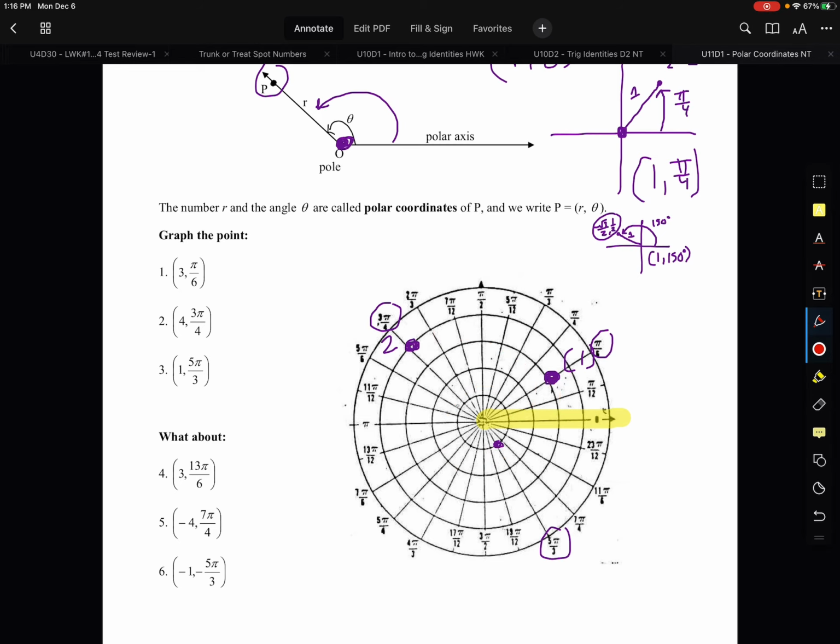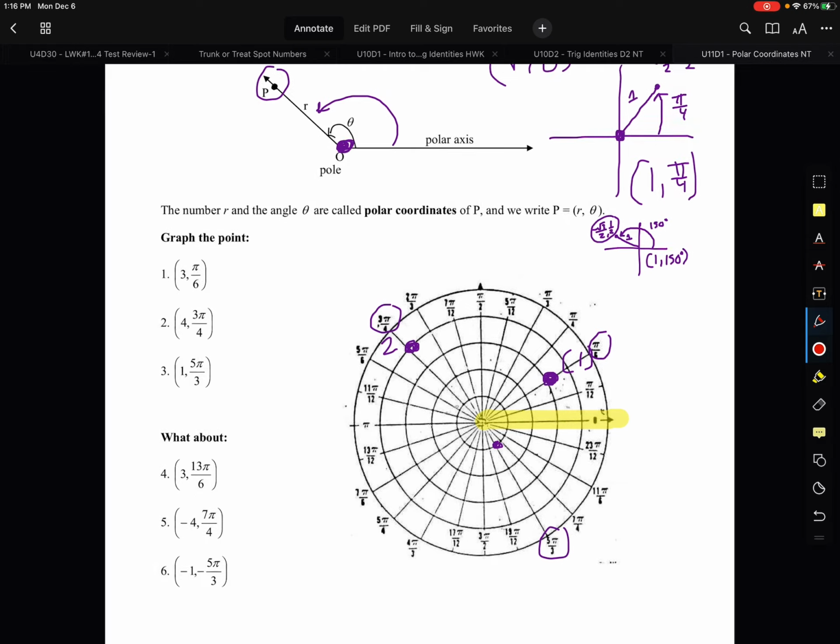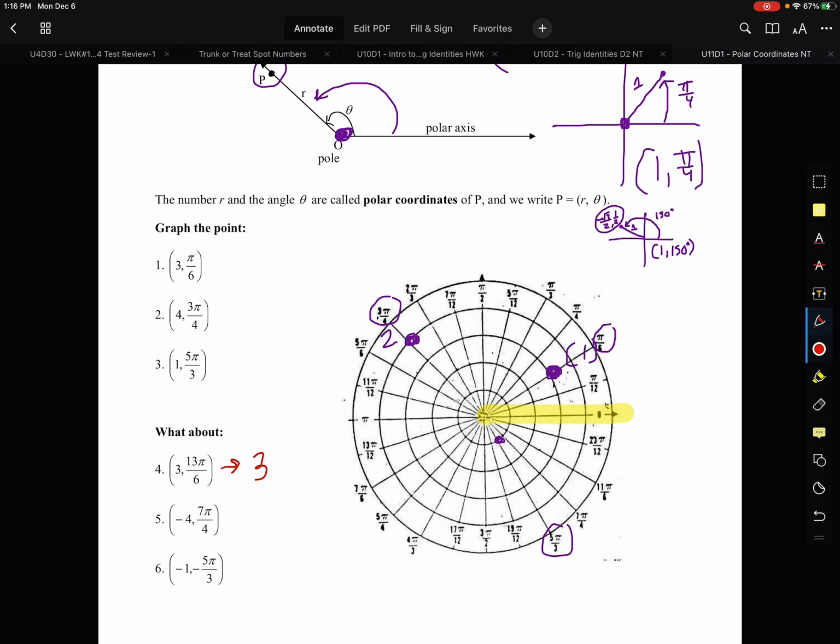So if we graph a few others, things to consider. At 13 pi over 6, that's larger than 2 pi. So this is the exact same thing as 3 comma pi over 6. They're coterminal. They're in the exact same spot. So 3 comma 13 pi over 6 works. 3 comma pi over 6 works. If we want another example, 3 comma 25 pi over 6 works. Another example, 3 comma negative 11 pi over 6. All those are the exact same point, the exact same spot.